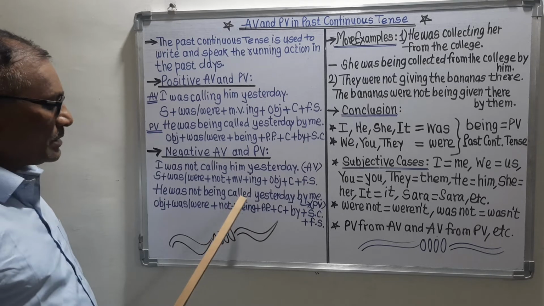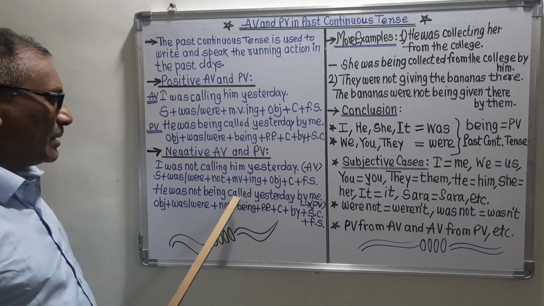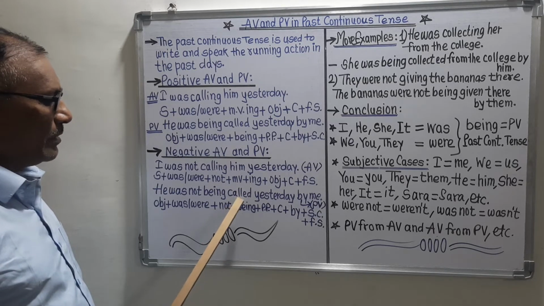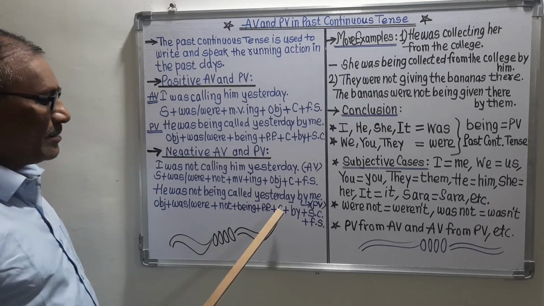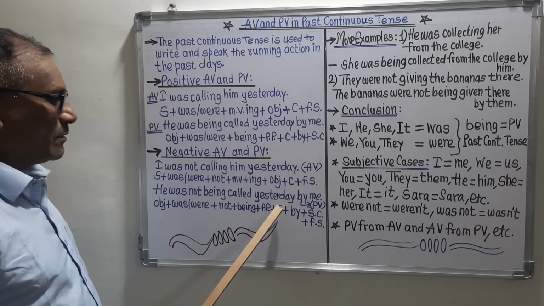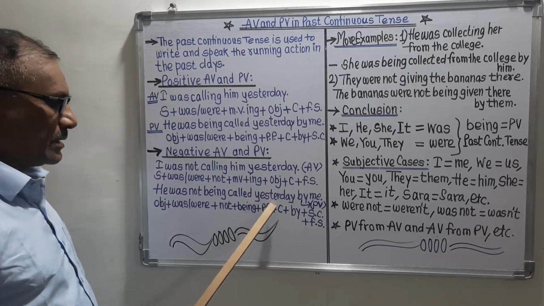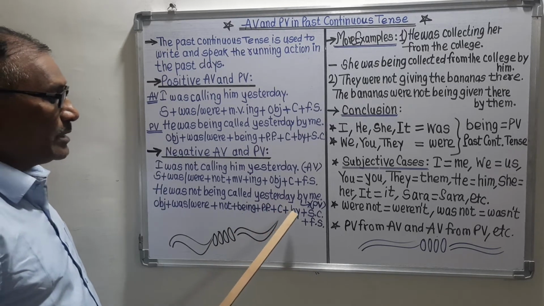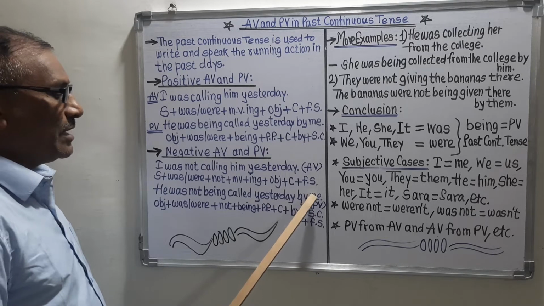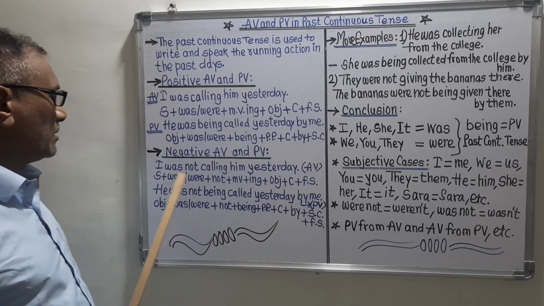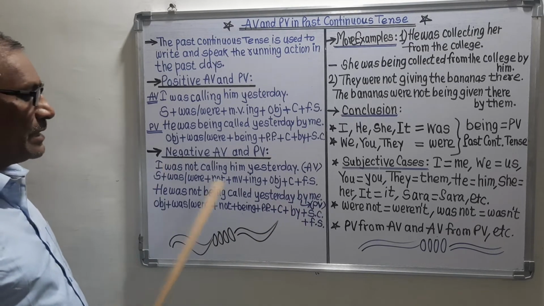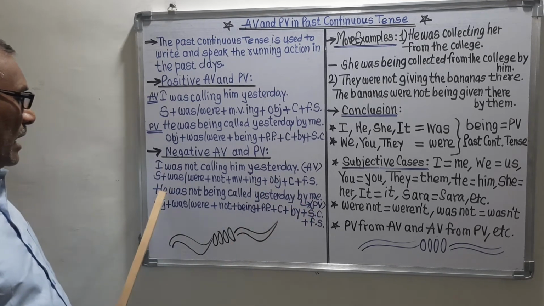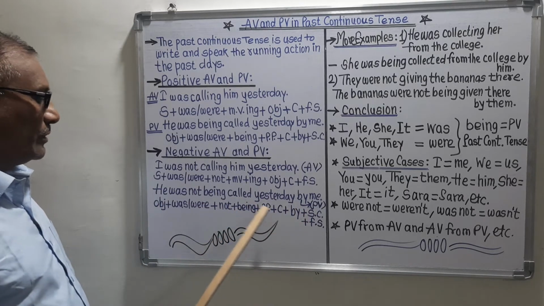Then called, that is the PP. I have taken the PP because it is the rule that we should take the PP when we are making the passive voice. Then there is the complement, that is the EW extra word. I have taken the extra word yesterday because it is the rule. Then by, because it is the rule that we should take by. And then me is the subjective case because the subject is I, that's why it has become me. So this is the passive voice, and this is the structure of this passive voice.